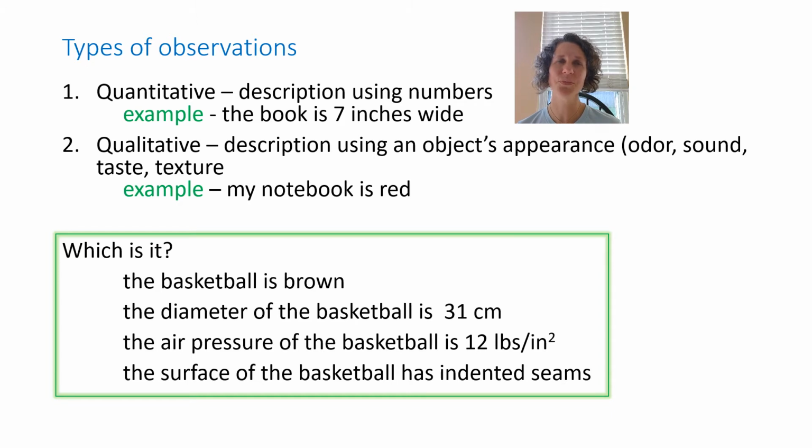And so there's a little bit of personal opinion that can go into the qualitative observations. So in that box, again, you don't need to write that down necessarily, but there are some examples of types of observations. So see if you can figure out if they're quantitative or qualitative.